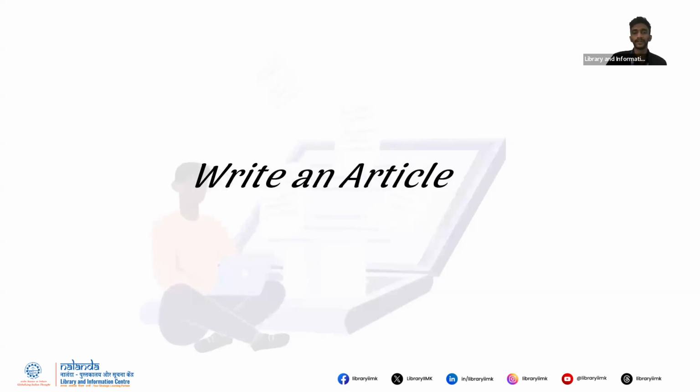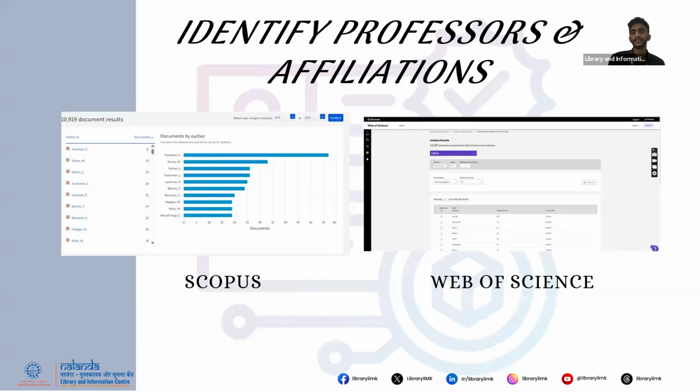So the next one is identifying professors and affiliations. You can start by identifying either a university or a professor. In the case of identifying a professor, you can use bibliographic databases like Scopus and Web of Science. You can filter using keywords to find the top researchers and professors in that field.